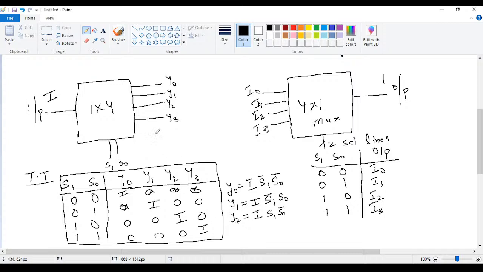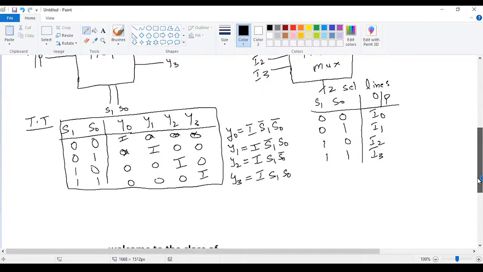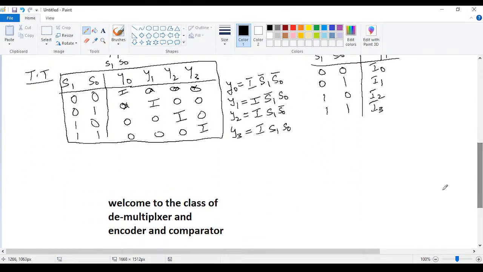First we understand the block diagram and the functionality of the demultiplexer, and we keep it in the form of a truth table. Here we have the expressions. Y3 equals I when S1 equals 1 and S0 equals 1. This is how we write the expressions. When we write these expressions, we need to draw the circuit diagram.